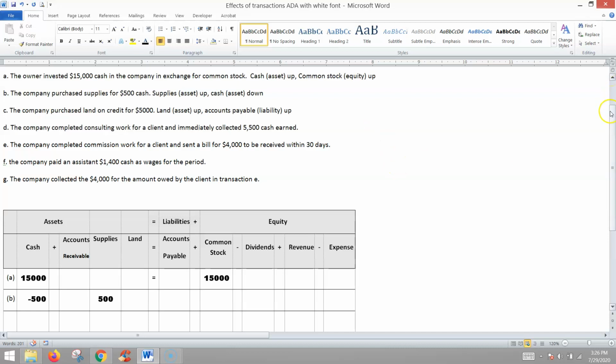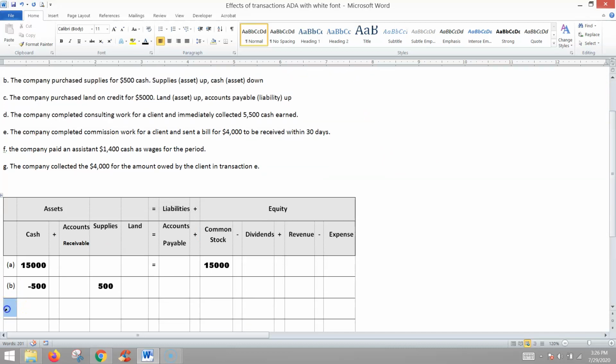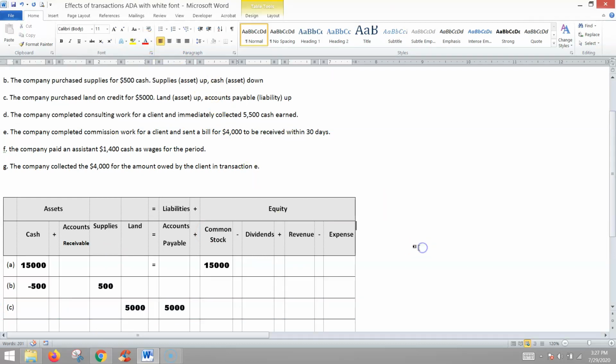So if we show the effect on our chart, you'll see land increased by $5,000 and accounts payable increased by $5,000. So notice we're always staying in balance.